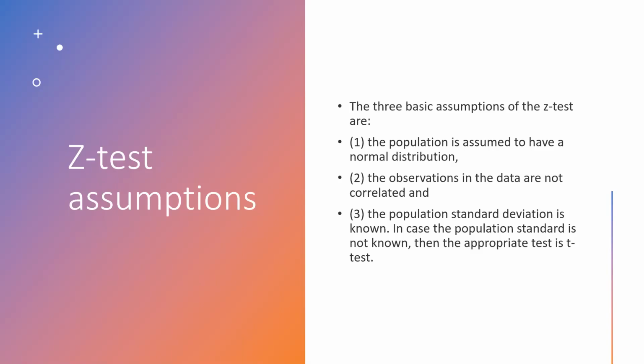In case the population standard deviation is not known, then the appropriate test is t-test. If you don't know the population standard deviation, then you have to use t-test. You have now seen the reason why we normally use t-test. T-test is what we use most of the time, because most of the time we are not actually sure of the population standard deviation before we embark on any of the studies.